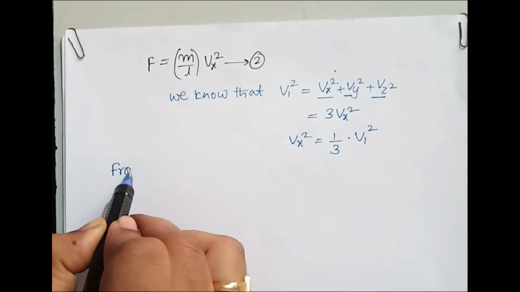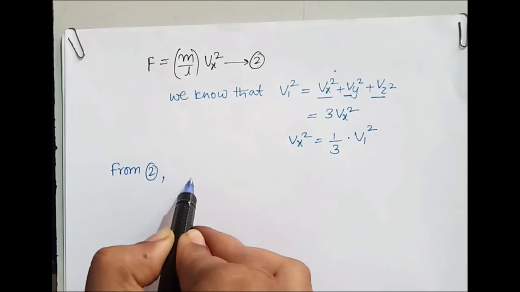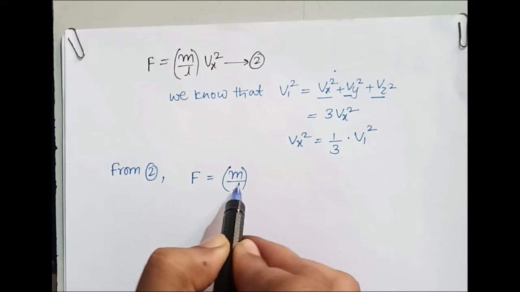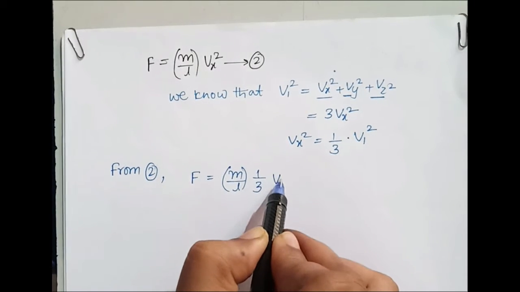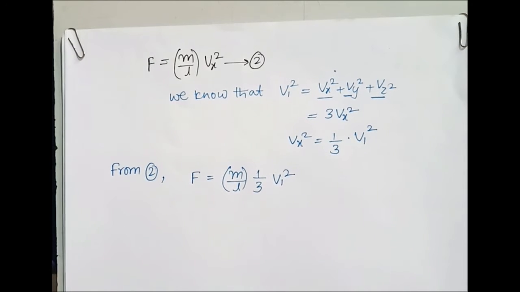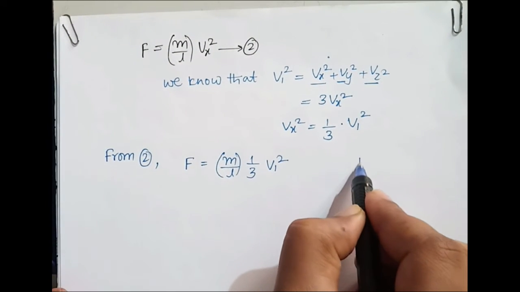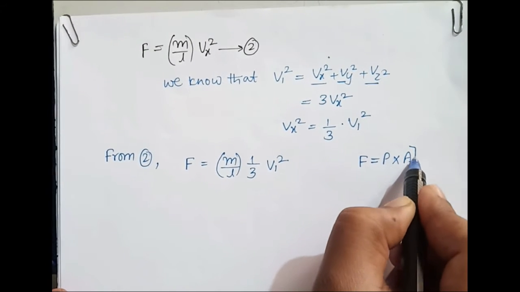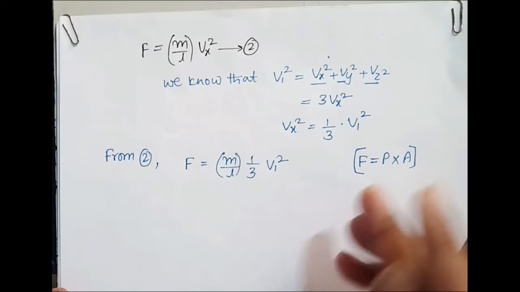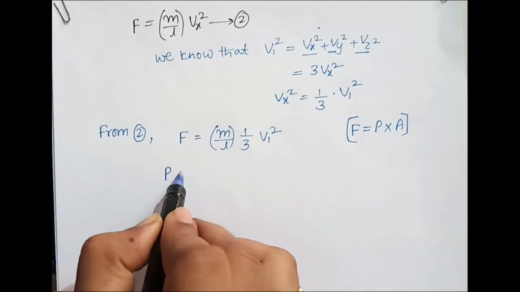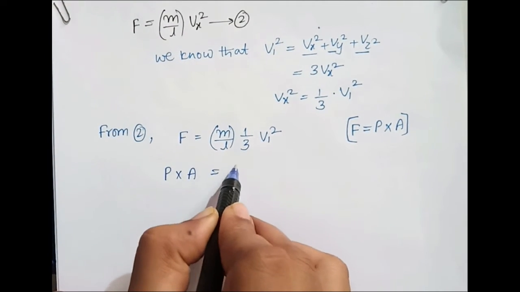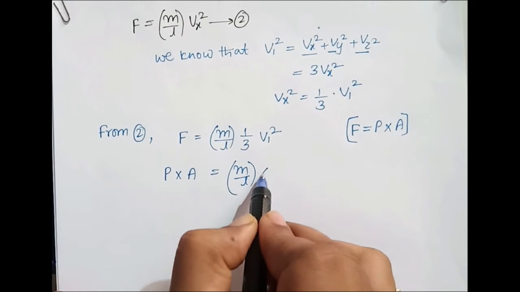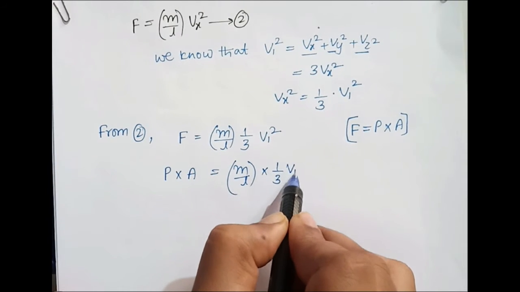Now from equation number 2, what can we write? Force is equal to m by L into 1 by 3 into v1 square. Now, what do we mean by force? Force is equal to pressure into area, is it right? So you can write pressure into area is equal to mass over length of the container into 1/3 v1 square.